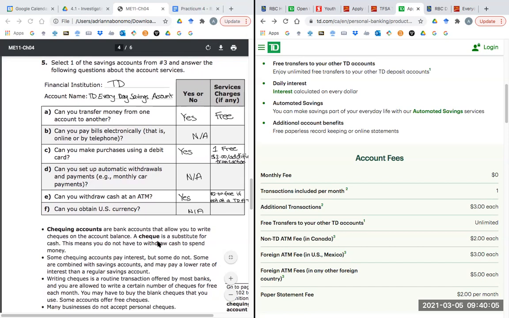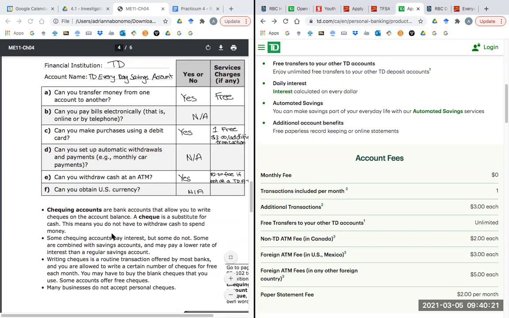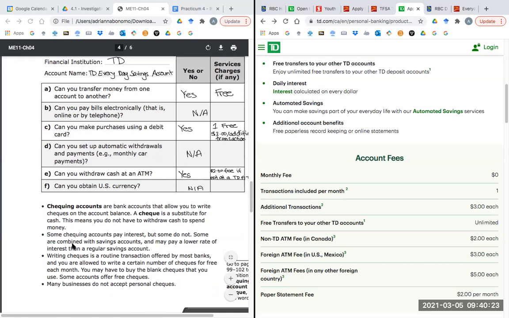A check is a substitute for cash, and this means that you do not have to withdraw cash to spend the money. So if you were to write a check, once that check gets processed, the amount is now taken out of your bank account. You don't always need money to pay for things. Some checking accounts pay interest, but some do not. In my experience, I've never had a checking account that pays interest, meaning I don't have to pay an extra charge on top of the checks that I'm using, but some do.